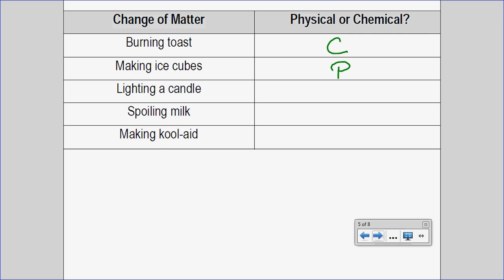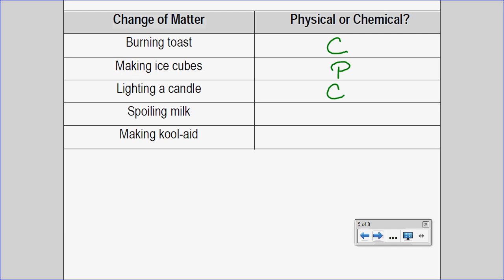Lighting a candle. Well, if you think about a candle, it's got the wick, it's got the wax, and if you light it on fire, it burns. And the candle gets shorter, the wick turns black. So lighting a candle, burning, is going to be a chemical change. The candle burns up and goes away. It doesn't turn into another candle somewhere else. I think this one's obvious.